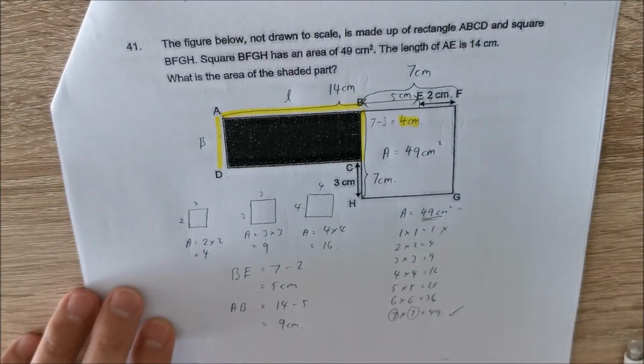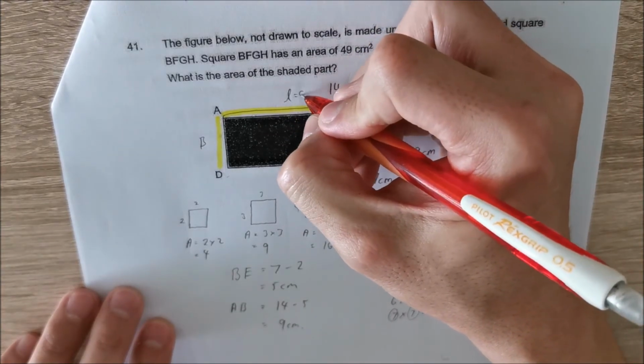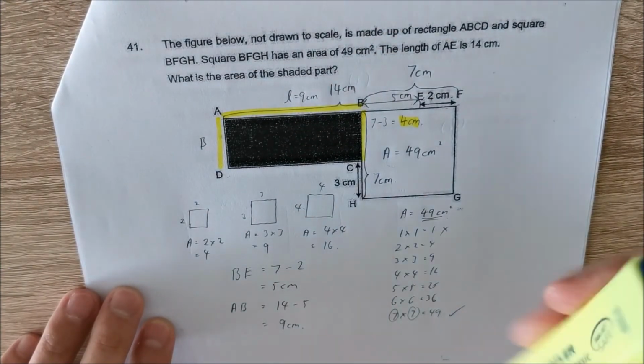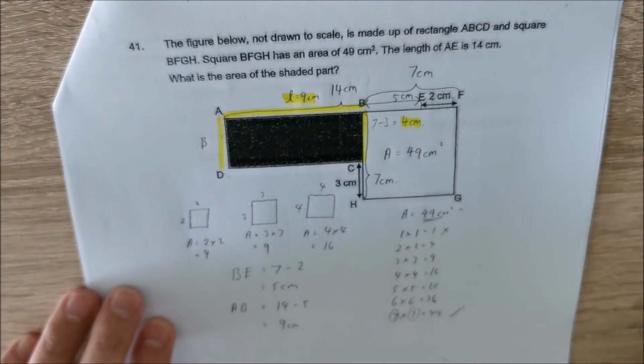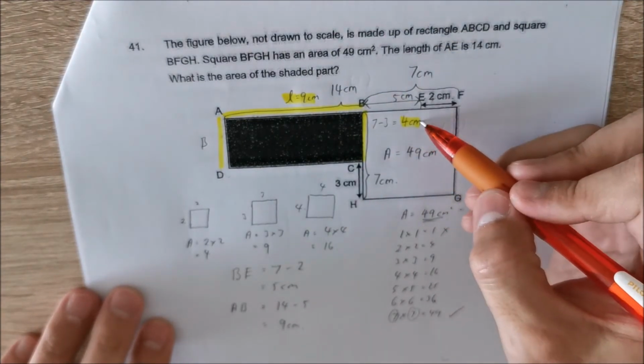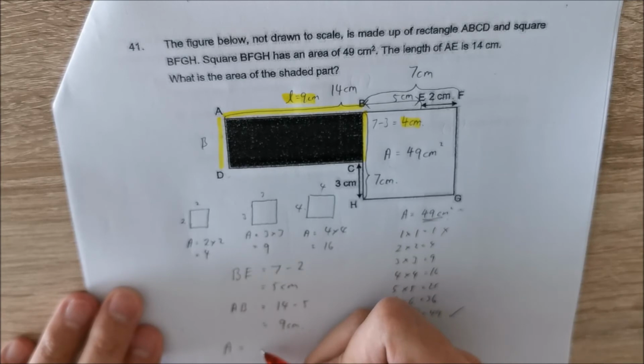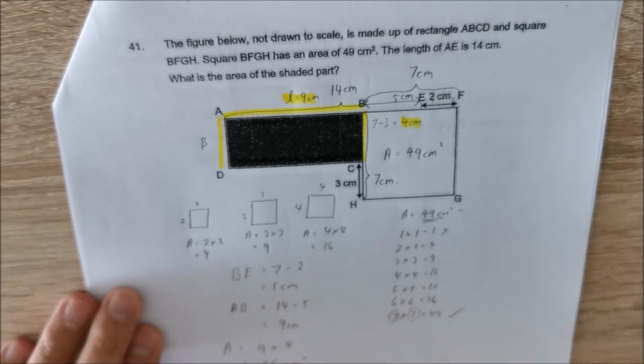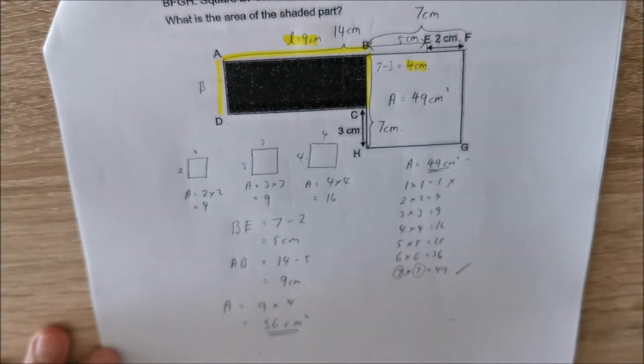Okay, so now I have the length is 9 cm. I have the breadth as 4 cm. So the area will be just 9 times 4. I have 36 square centimeter. Okay, so this is the answer.